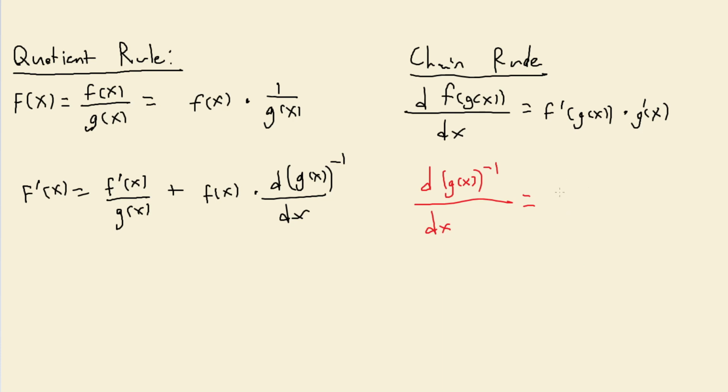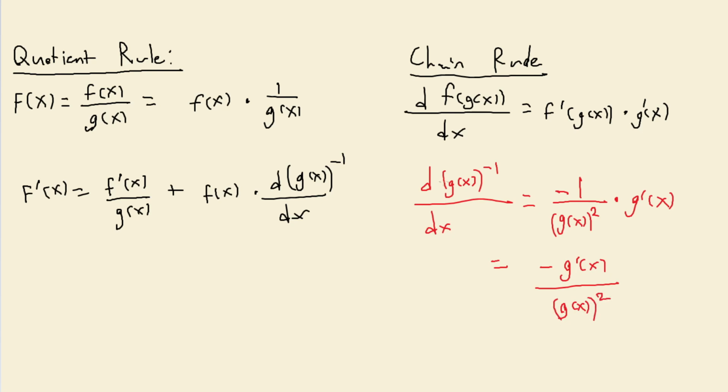And so this is going to be -1 over g of x squared. And then we just need to multiply by the derivative of the inside, which in this case is just going to be g prime of x. And so all of this is going to be equal to -g prime of x divided by g of x squared.